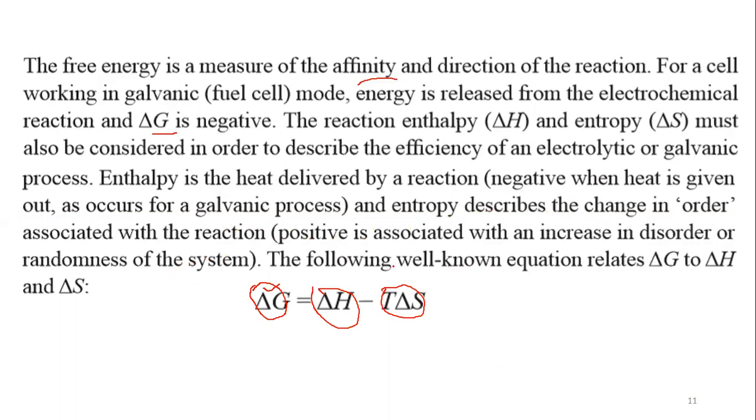So that's the general and well-known equation relating delta G, delta H, and delta S, and you should remember that. If you look here, this delta H value must be smaller than T delta S, that is temperature times the change in entropy. When it is smaller, then you have delta G negative. That is a feasible reaction. Otherwise, it's not a feasible one.